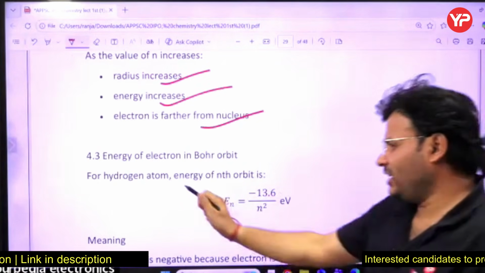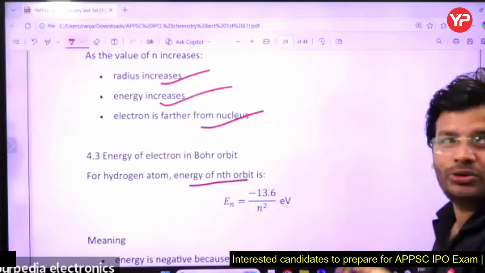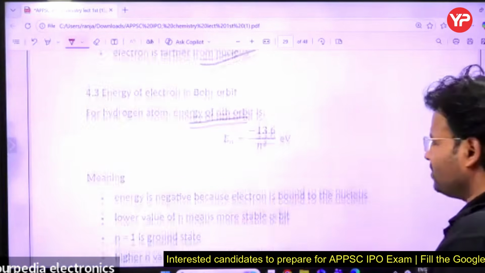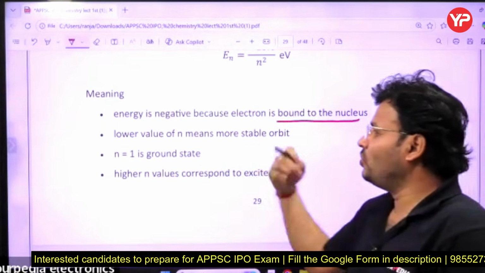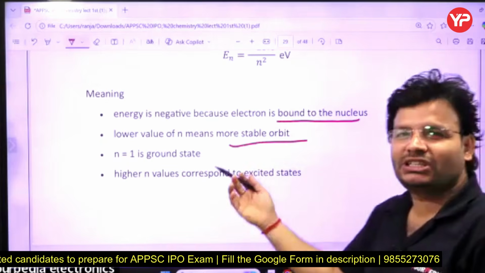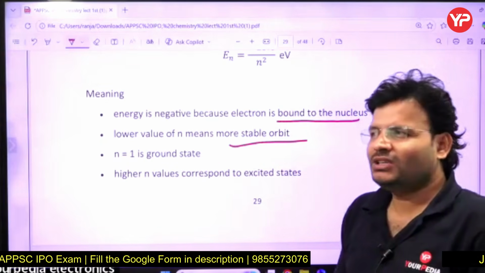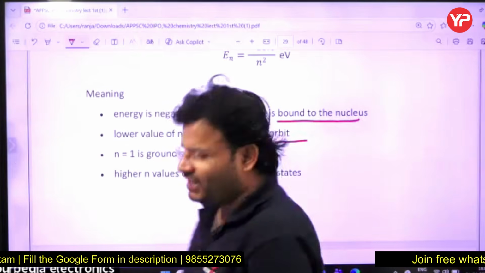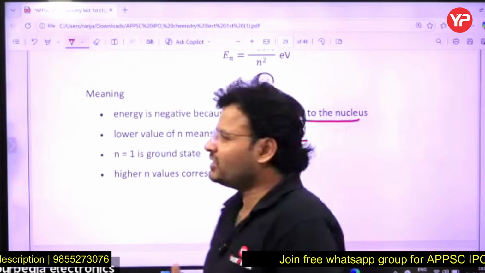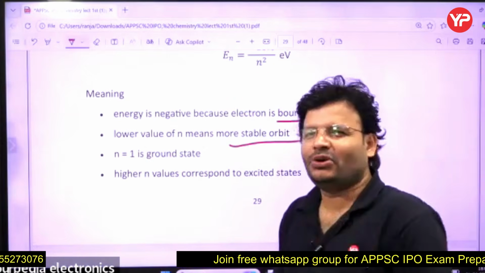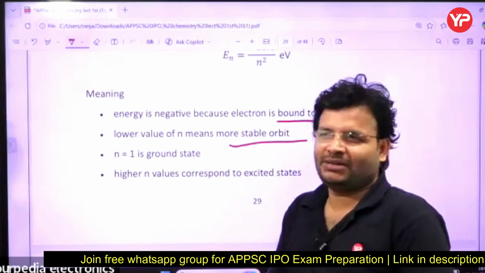If you talk about hydrogen atoms, the energy in the nth orbit is minus 13.6 upon n squared electron volt, and the minus sign is there because the electron is bound to the nucleus. The lower the value of n, the more stable the orbit, obviously, because it has less energy. Anything with less energy will be more stable. If energy increases, stability decreases for anything you talk about. That's why the less the energy, the more the stability.